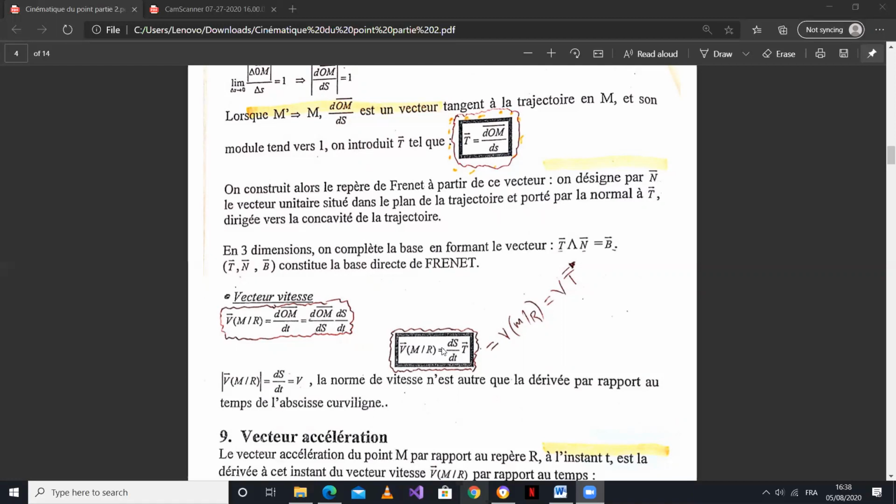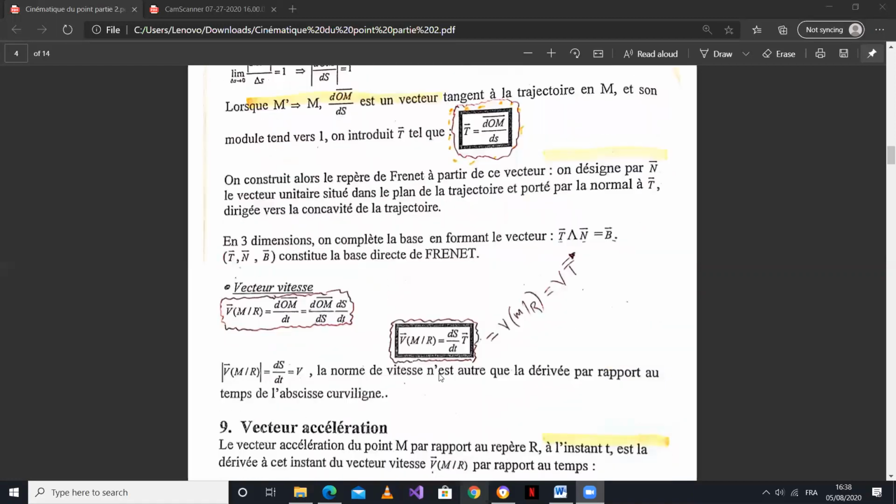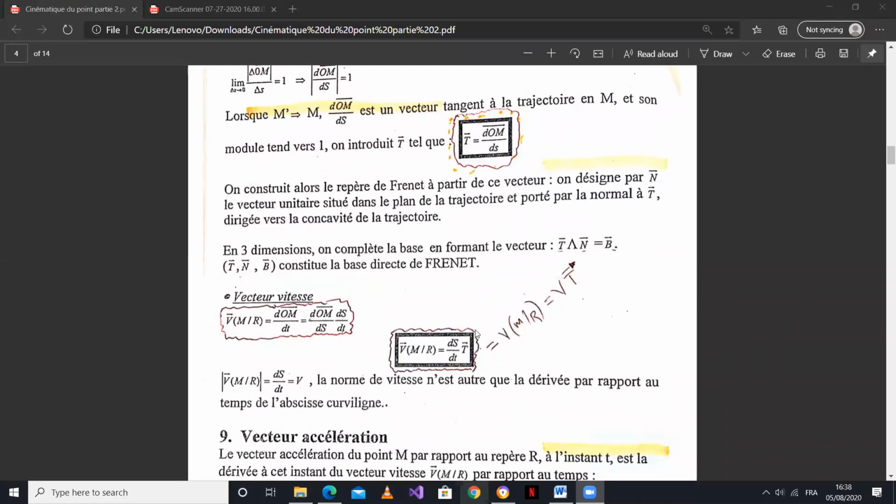Okay, lovely. So you guys should revise this. So that's the coordinate framework. So for now, just retain this formula. Le vecteur vitesse égale ds dt suivant t. Okay, vector vitesse égale ds over dt suivant t.